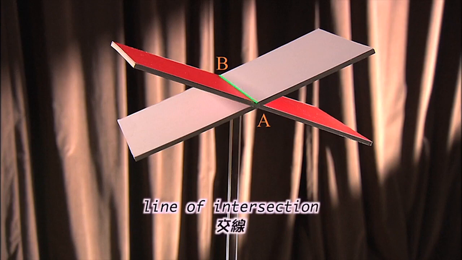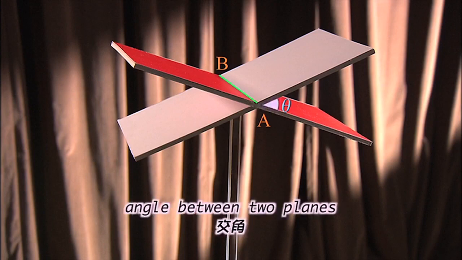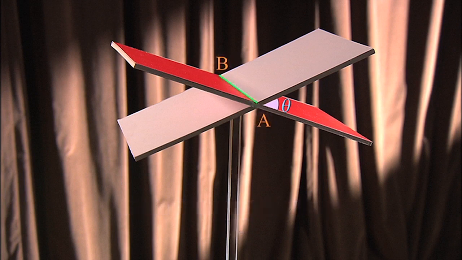This straight line is called the line of intersection. These two intersecting planes make an angle. This angle is called the angle between two planes. In this figure, AB is the line of intersection between plane alpha and the plane beta. Theta is the angle between the two planes. I guess you may be interested in finding the angle between two planes.